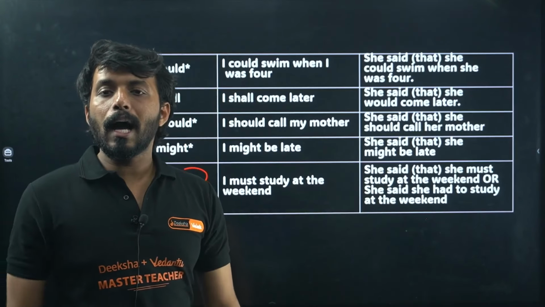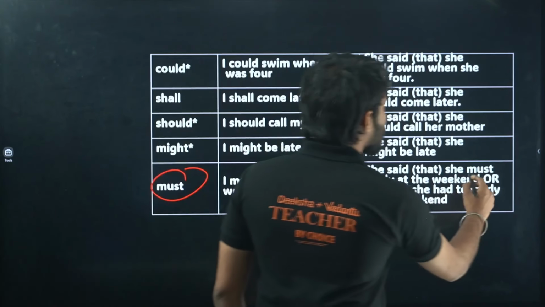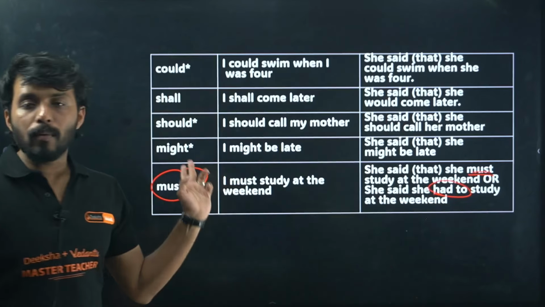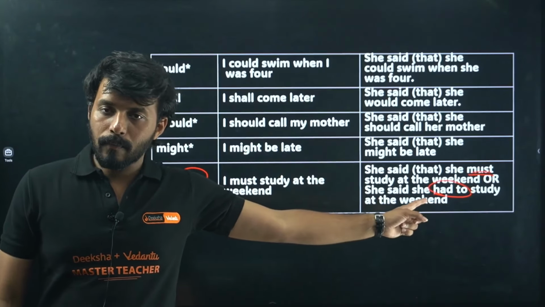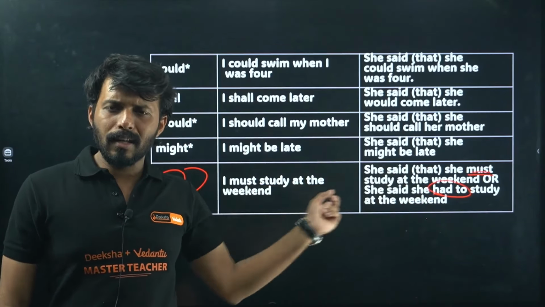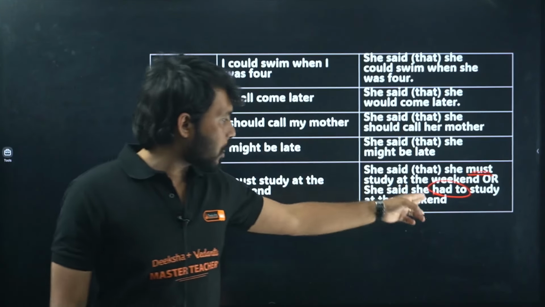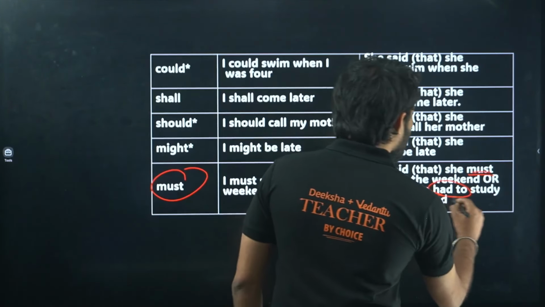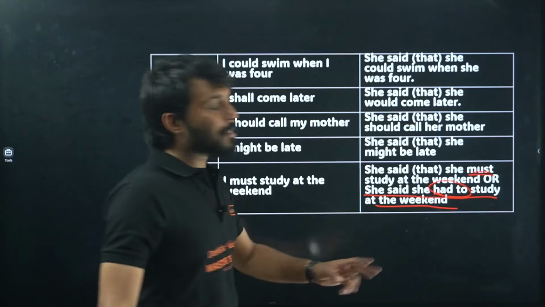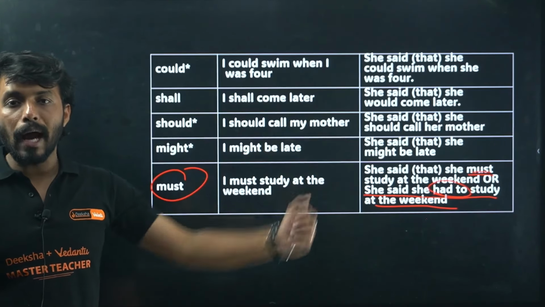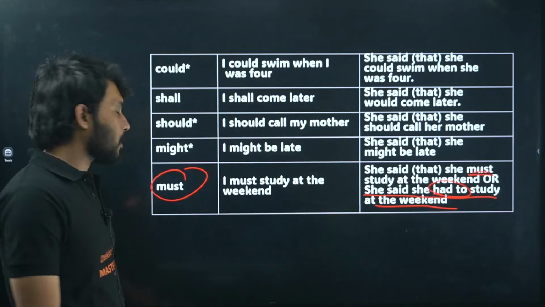must, I would, although here you are given she must, I would advise you to use had to. Must will always change to had to when reporting. Must does not change to must when reporting. Must changes to had to only. So follow the second example. She said that she had to study at the weekend. Must gets changed to had to when reporting. Okay, keep it in mind.